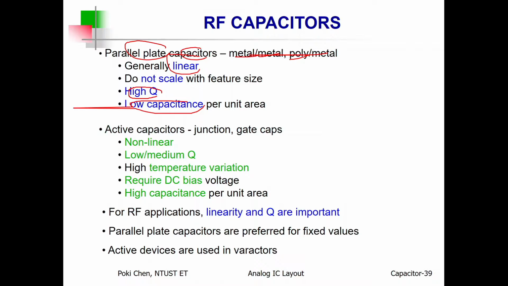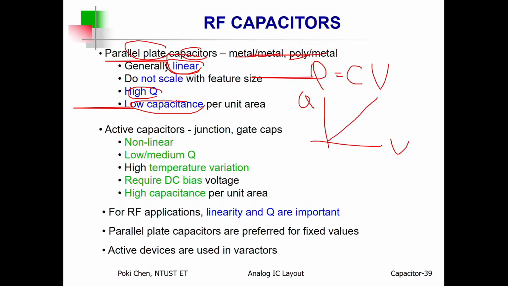Okay, and what is the definition of capacitor linearity? According to the most fundamental equation for a capacitor, Q equals CV, it means the charge and the terminal voltage actually have such a linear dependence.